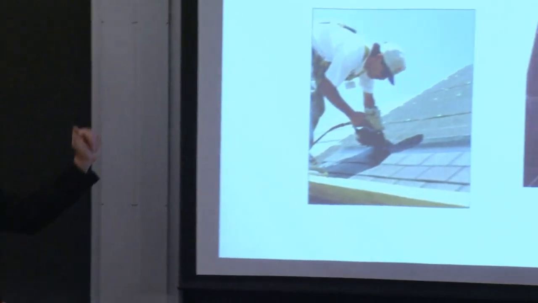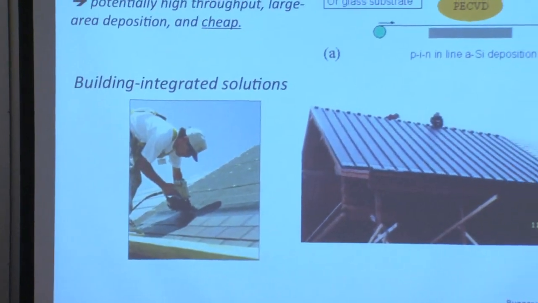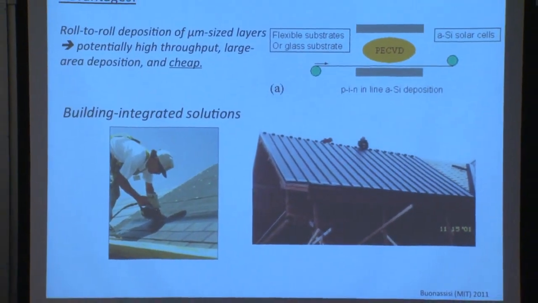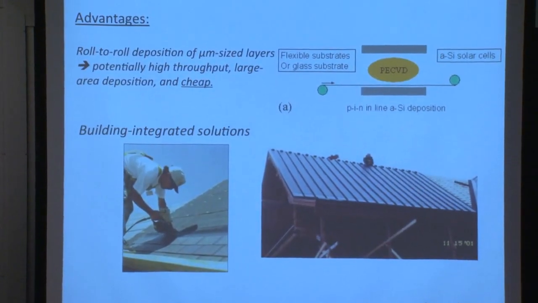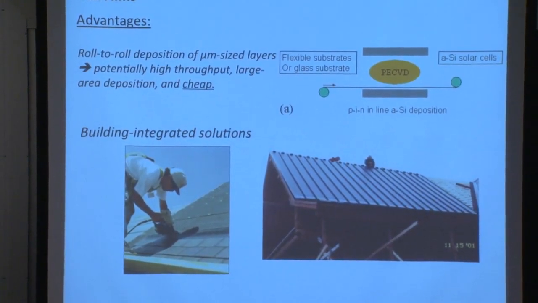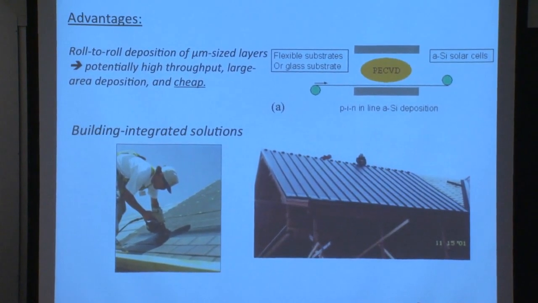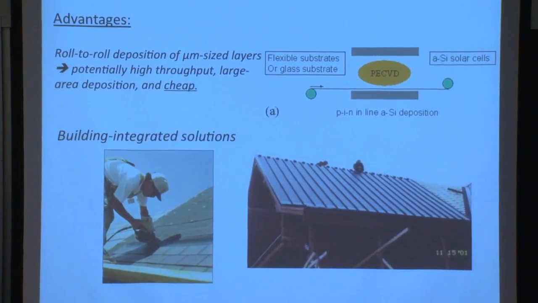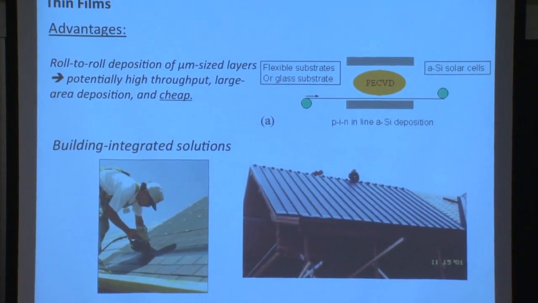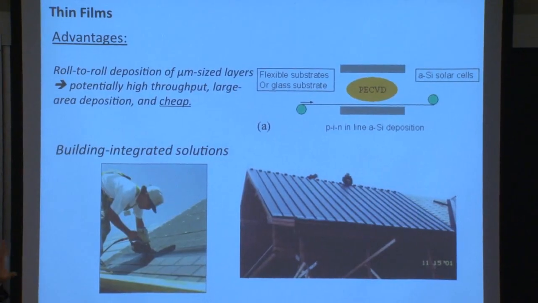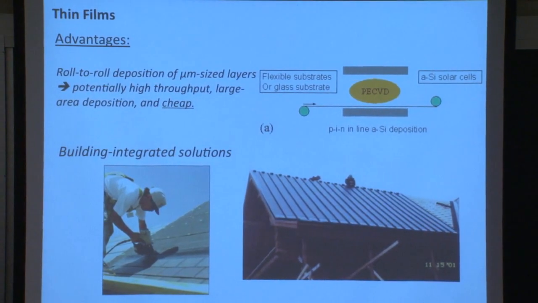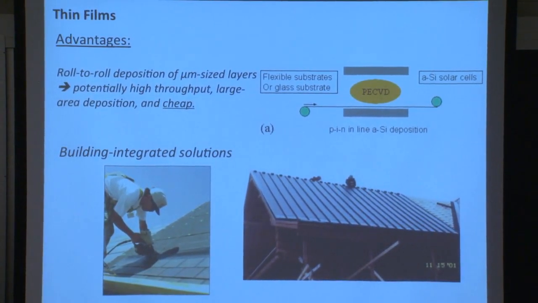This is just to represent the vision of a roll-to-roll process in the upper right-hand side there, kind of a visionary cartoon that is being enacted by one company in particular, Unisolar, based out of Michigan. They do have a roll-to-roll process, and PECVD, we'll describe what that is in a second, deposition of this material, so-called amorphous silicon.